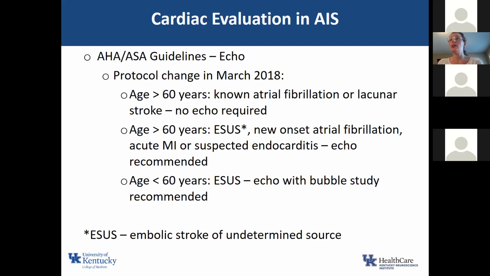Anybody with new onset AFib, we like to get an echo on. Of course, anybody with acute MI, or if we're thinking they may have endocarditis. And then for all patients who are less than 60, we consider that our younger population. If they have had an embolic appearing stroke and we don't know what the source was, we like to do an echo with a bubble study to screen for a PFO, especially if they don't have a lot of other vascular risk factors for stroke.